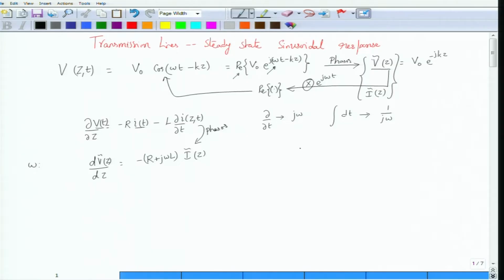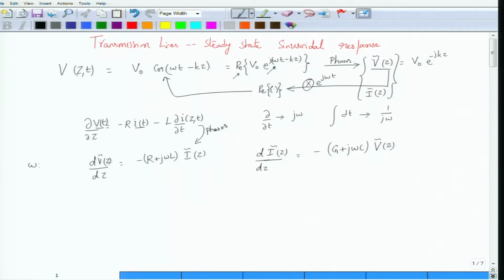A similar equation can be written for the current phasor, which is dI of z by dz given by minus (g plus j omega C) times V of z. Hopefully this makes sense, because this is conductance times voltage, which must give you the current, and then j omega C into V is nothing but C into del V by del t, which would essentially be the current through the transmission line. So these are the two coupled first order differential equations.